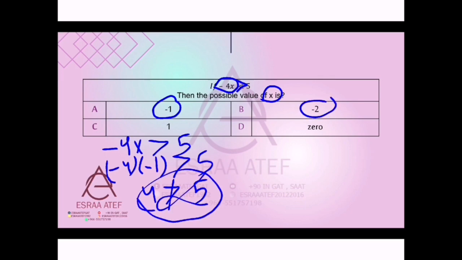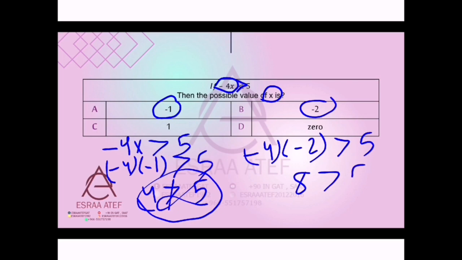Then we will try negative 2, which means negative 4 times negative 2 bigger than 5. It will be 8. 8 is bigger than 5. Yes, it's true, so the answer is true.